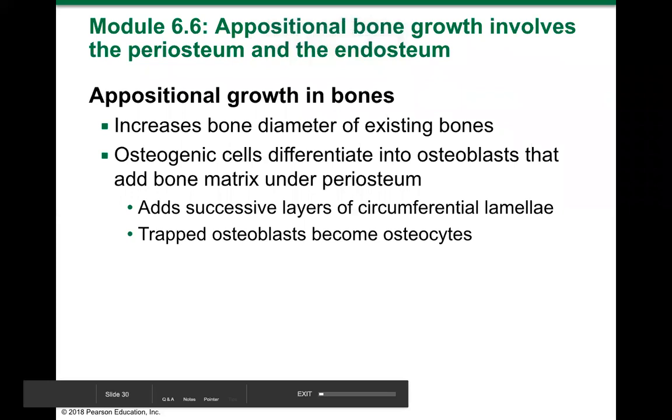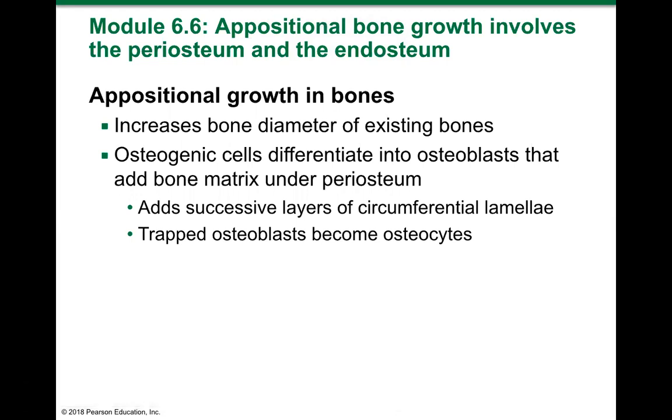We have appositional growth, endochondral ossification, and intramembranous ossification. Ossification is just another word for growth. And when we talk about bone growth, we want to talk about it in terms of what's happening overall, but also the cells that are involved in this type of bone growth and where it's happening. So I'm going to talk about each of those things within each type.